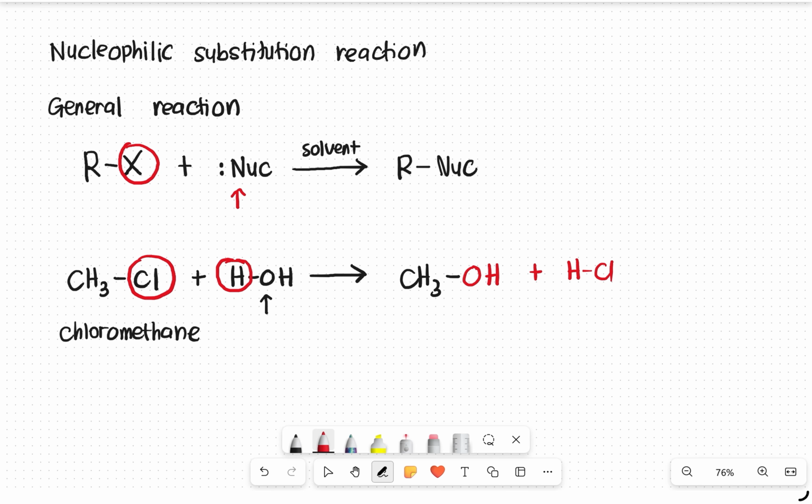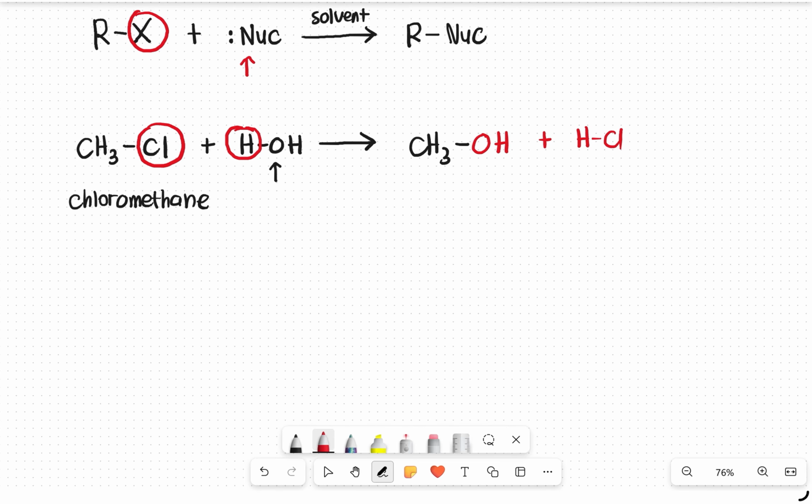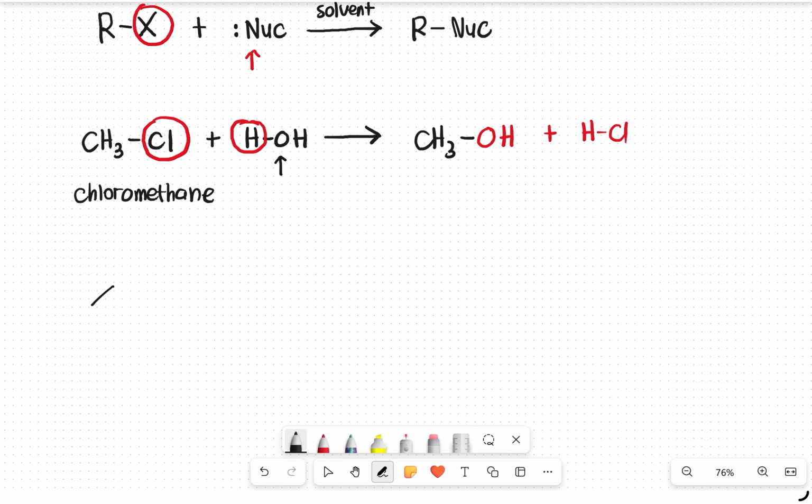So this is the example of substitution. The nucleophile replaces the halogen, and the halogen replaces the hydrogen. So another example here is bromobenzene. Bromobenzene reacts with methanol, CH3OH.